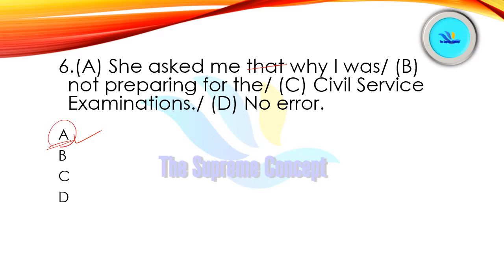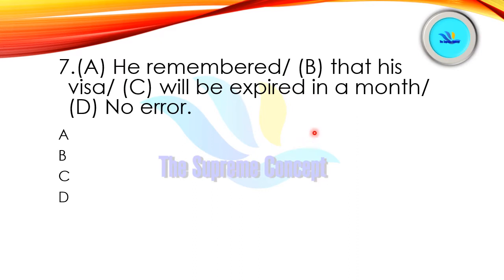Let us move. He remembered that his visa will be expired in a month. Yes, so find out your answer. Yes, error lies in part C. So option number C is correct here. He remembered shows that this sentence is framed in past tense. So we will change the form will be expired accordingly to would expire.